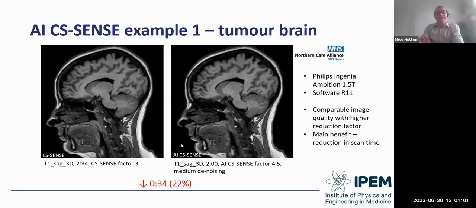Now moving on to AI CS Sense examples. Example 1 is a Tumour Brain protocol, so a 3D sagittal high res gradient echo sequence in the brain. This is moving from CS Sense to AI CS Sense. The original had factor 3, optimized with AI CS Sense as factor 4.5 with medium denoising in this case. So we've got a reasonable reduction in scan time, 22%, but just worth noting, had we gone from sense to AI CS Sense in one leap, we'd be seeing something much more impressive. We've got comparable image quality here and a good reduction in scan time.